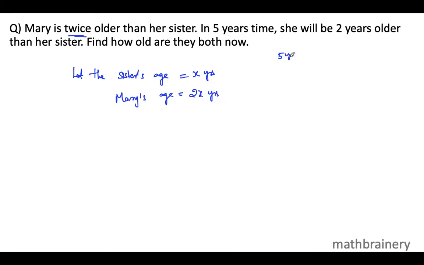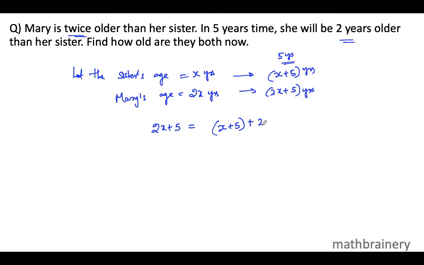And in 5 years' time, what will be the sister's age? x plus 5 years, isn't it? And what will be Mary's age? Mary's age will be 2x plus 5 years. Now what is the condition given? In 5 years' time, she, that is Mary, will be 2 years older than her sister. So in 5 years' time, Mary's age is 2x plus 5 years. Sister's age will be x plus 5 years. And according to the condition, Mary's age will be 2 years older than her sister's age. That means 2x plus 5 must be x plus 5 plus 2.